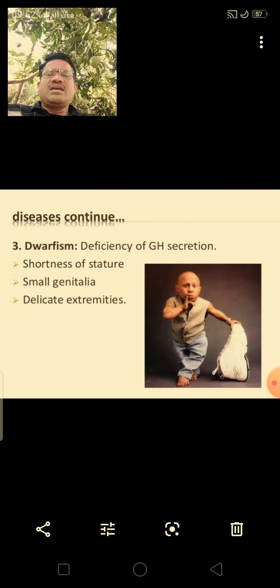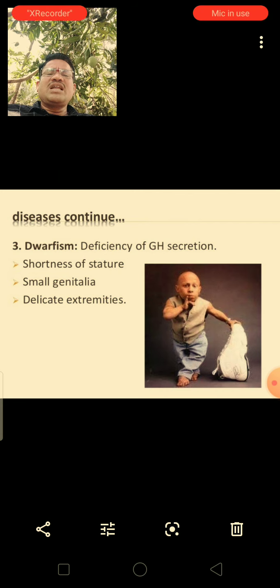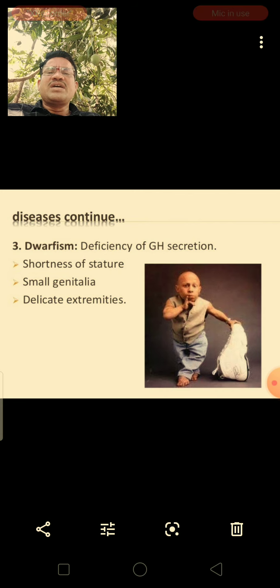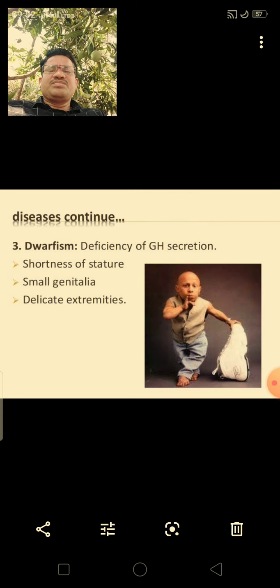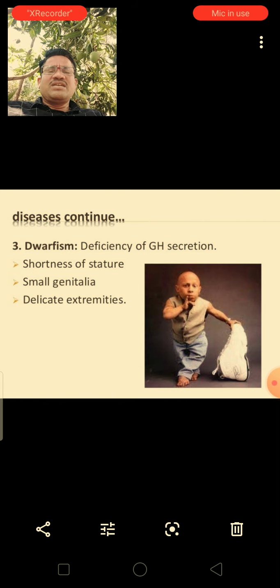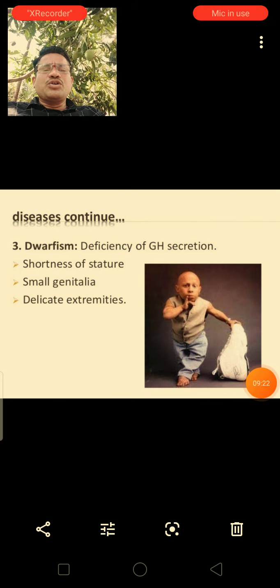Okay. Next one, dwarfism. Generally, dwarfism means deficiency of GH secretion. Characters are shortness of stature, small genitalia, delicate extremities, very short. In gigantism, very big. In dwarfism, very short. These are quite opposite characters.